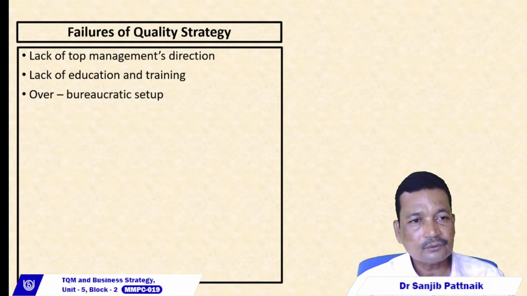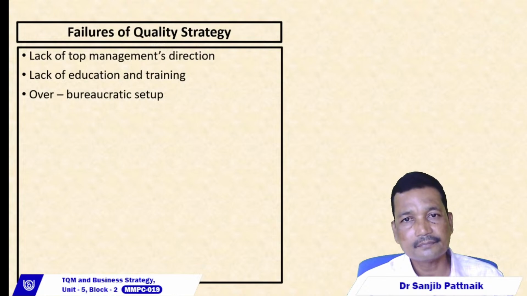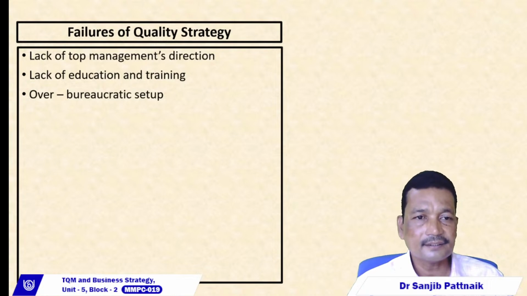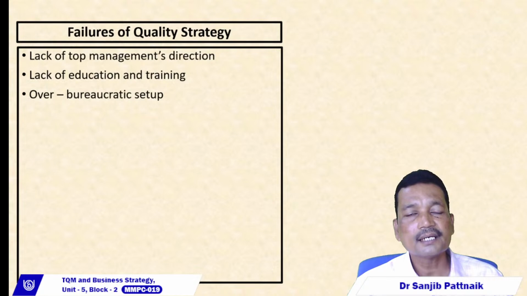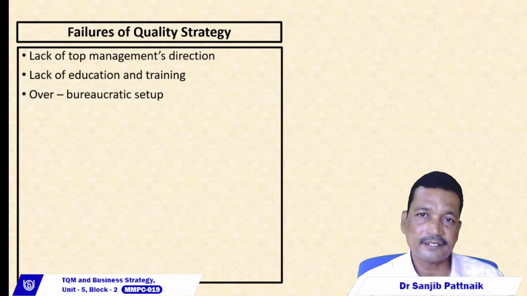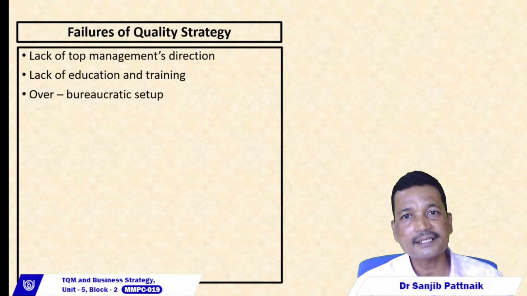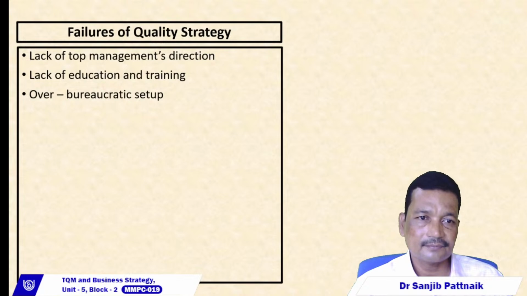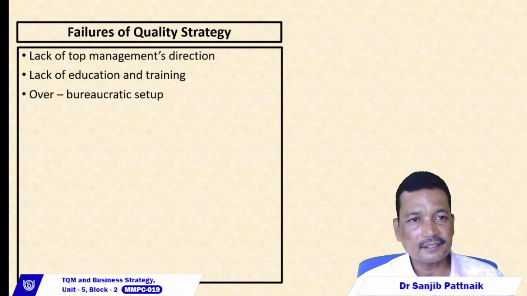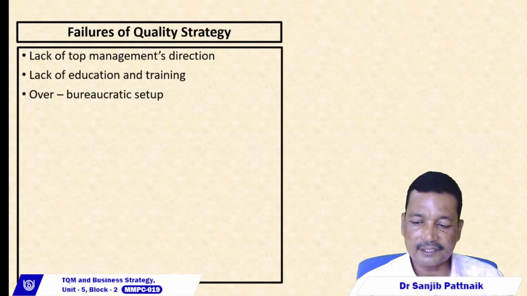In some organizations, we have an over bureaucratic setup. That means whatever things are to be done, it is seen that they have to go through a large number of paraphernalia. Many administrative levels should be there who will pass the thing, and ultimately when it boils down to getting through, there is not much use of that. So an over bureaucratic setup leads to failure of quality strategy.